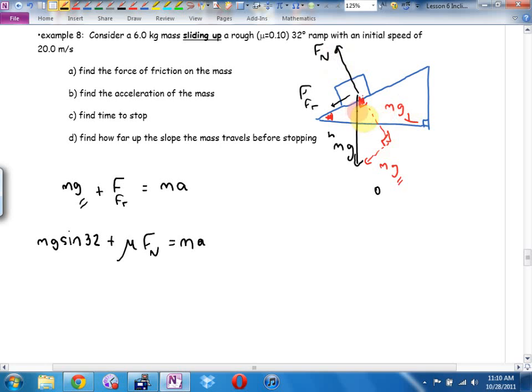Here's my equation. Mg sine 32 plus mu mg cos 32 equals ma. Oh, cool! You know what happens here? Mass is canceled.